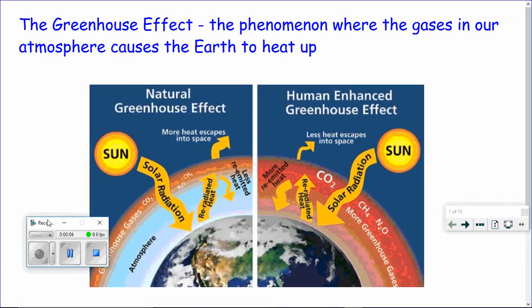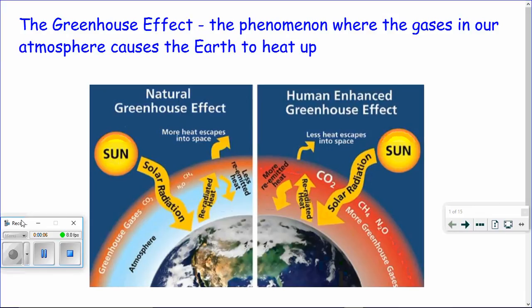So good afternoon. This video is to introduce you to the greenhouse effect in detail, not like you've ever heard before, possibly. So again, if you are unfamiliar with what the greenhouse effect is, it's the phenomenon where the gases in our atmosphere are causing the Earth to heat up. And that's pretty much everybody's basic understanding of the greenhouse effect. However, in this video and the next video, you're going to learn the science behind why the greenhouse effect warms up our planet.